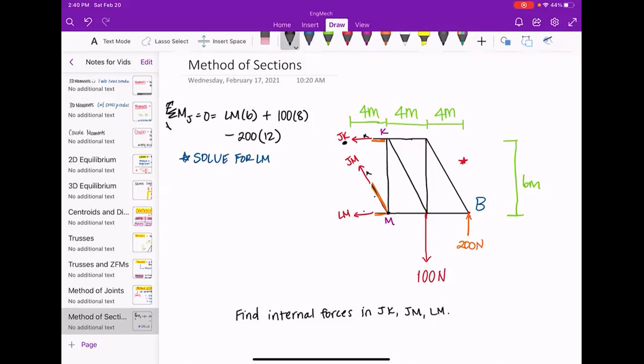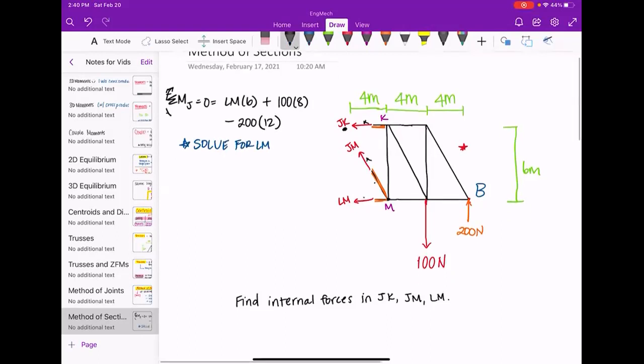All right, my next step, now I know LM, so now I have two unknowns and I have two equations left. So if I'm going to look at the forces in the Y direction, I have positive 200 over here. So I have 200 minus 100. And then I have just one component of JM, right? And it's going up, so it's JM times the ratio of it.